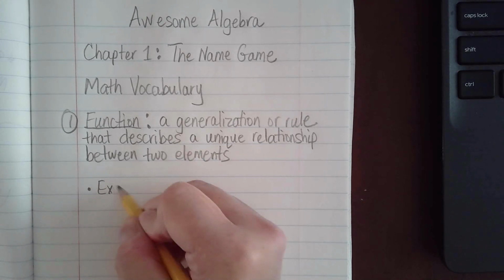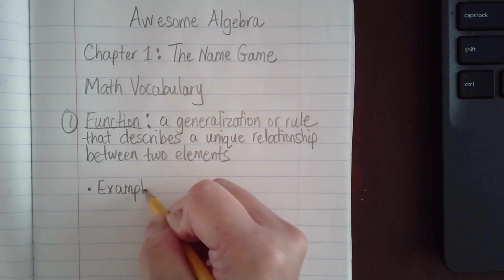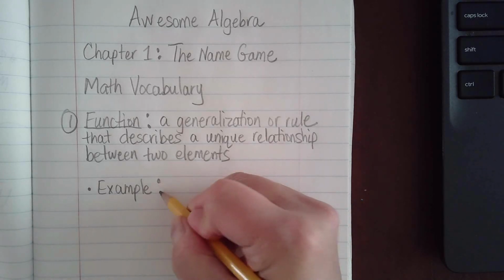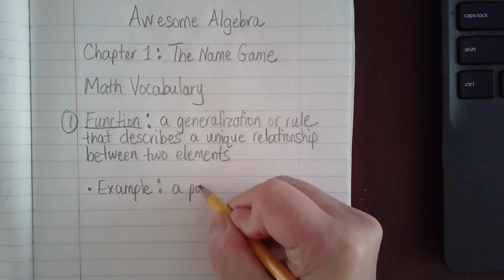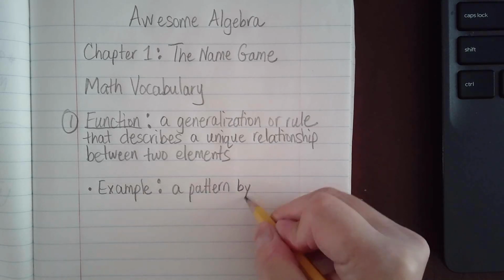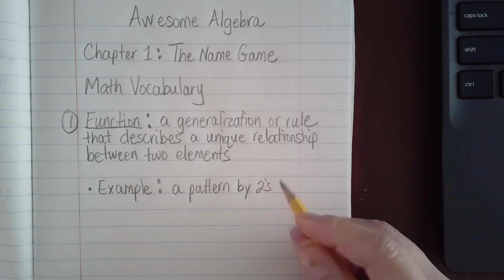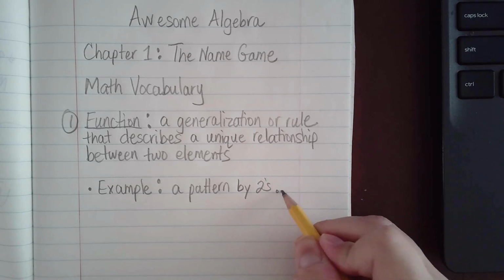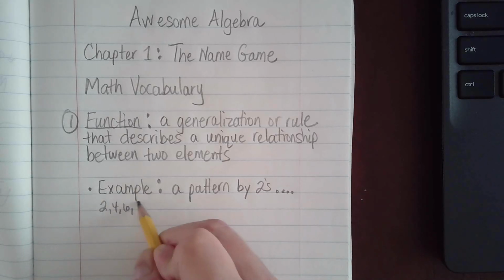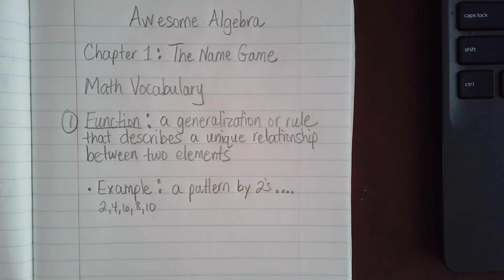So for example, and yes, you're copying down the example because it's important that you know what the meaning of the word is and how it applies to your understanding. A pattern by 2s, this is just an example, it could be a pattern by 3s, might go 2, 4, 6, 8, 10, 2, 4, 6, 8, 10, okay?